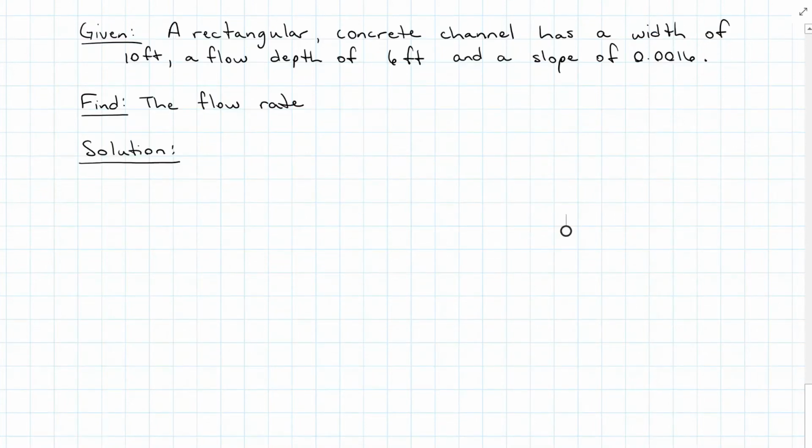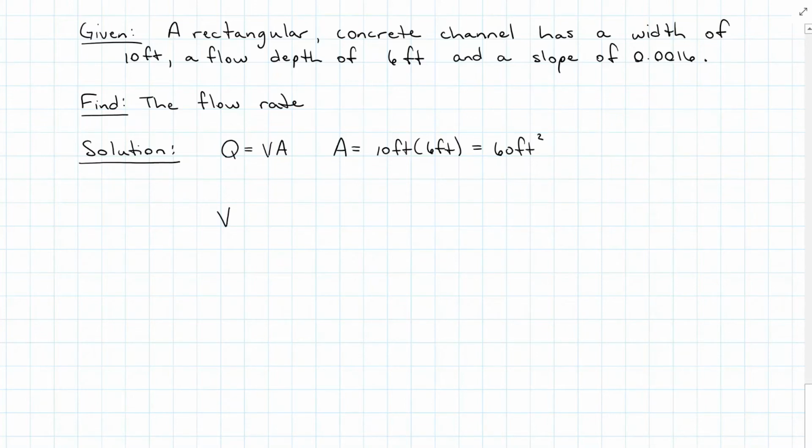Putting this into practice, let's say we have a rectangular concrete channel that's 10 feet by 6 feet cross-sectional area of flow, and it has a slope of 0.0016. Find the flow rate. Remember that flow rate, Q, is equal to V times A. We already have the cross-sectional area. That's going to be 10 feet by 6 feet, which is 60 feet squared.